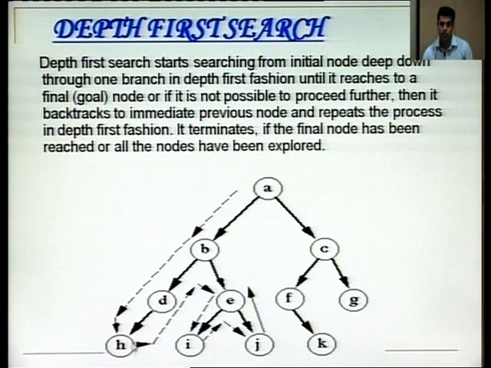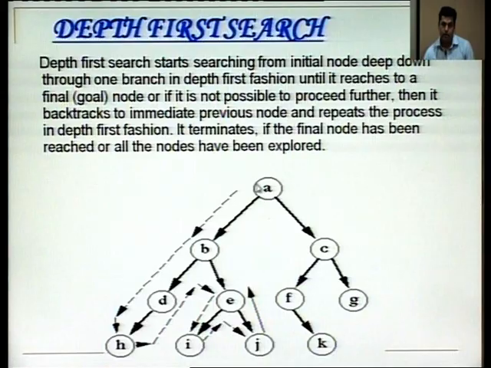After H, it will move to this branch, because there is no branch in between, B to E, E to first this one depth, then here, then it will again backtrack to A to the other branch, here, here, here, then here.